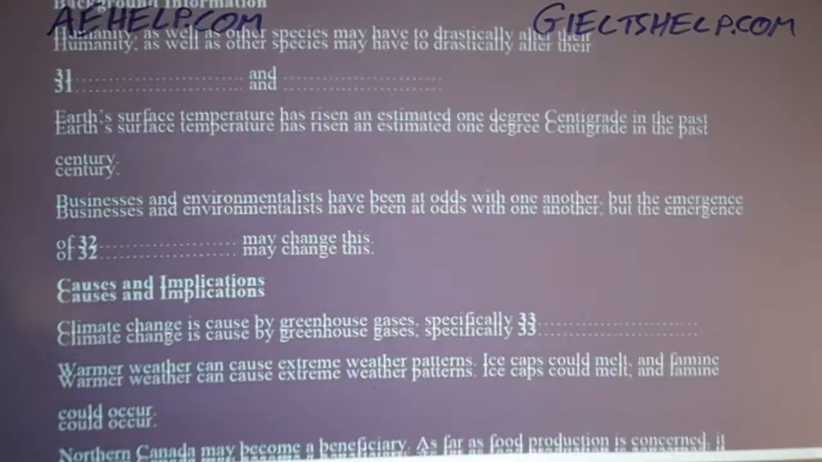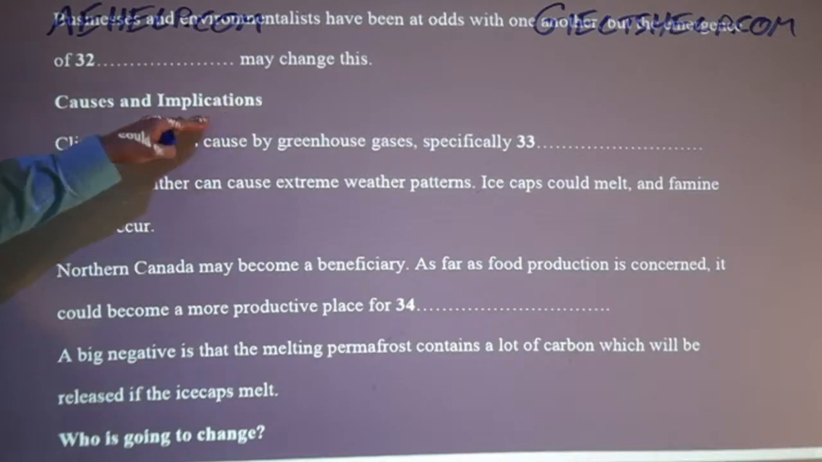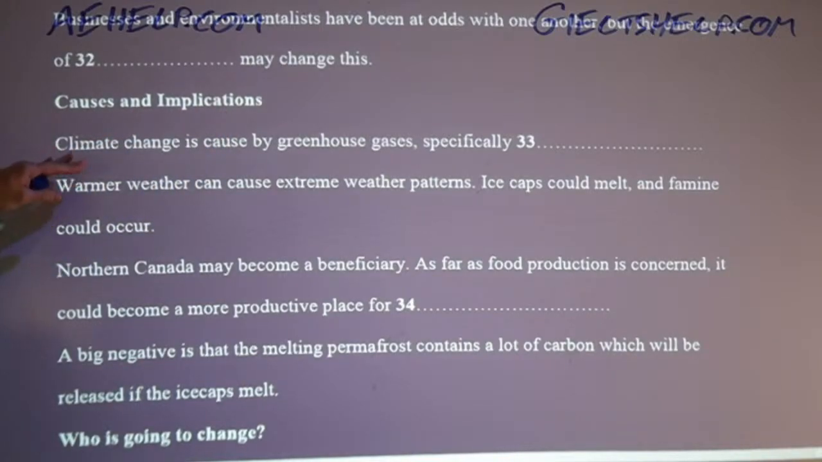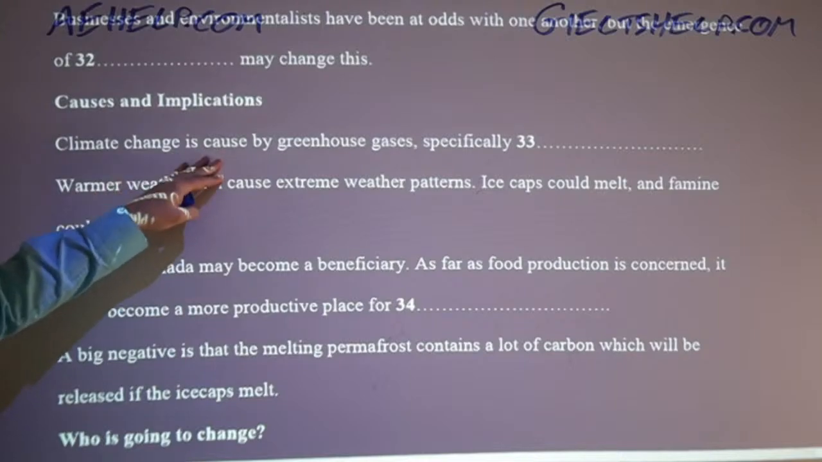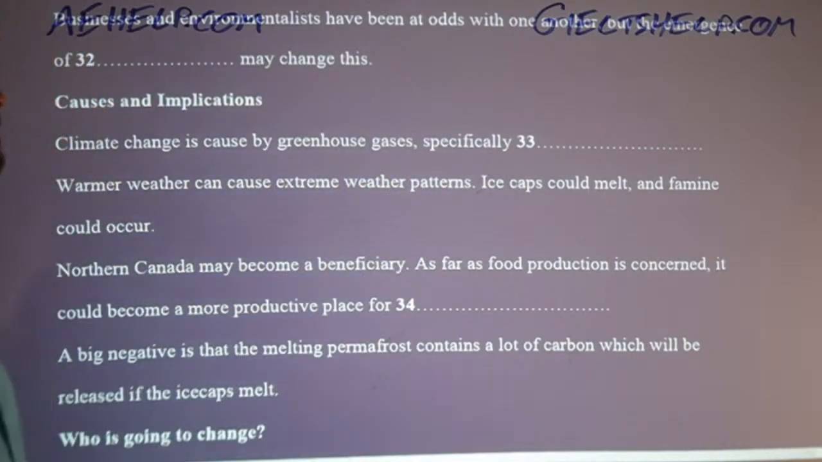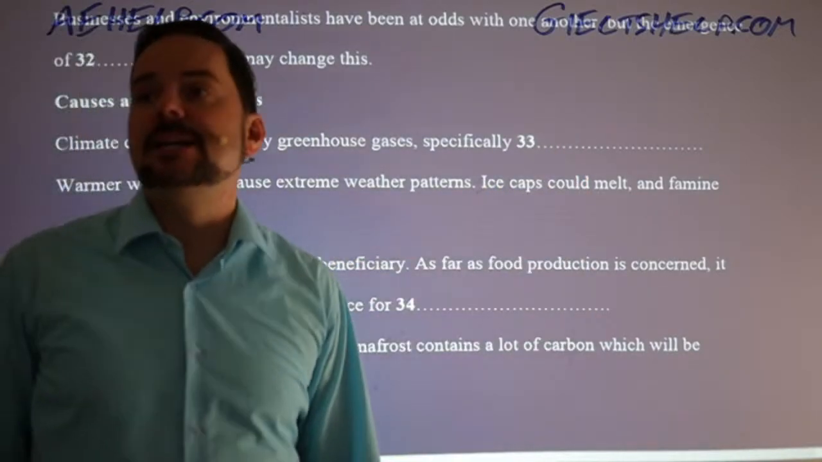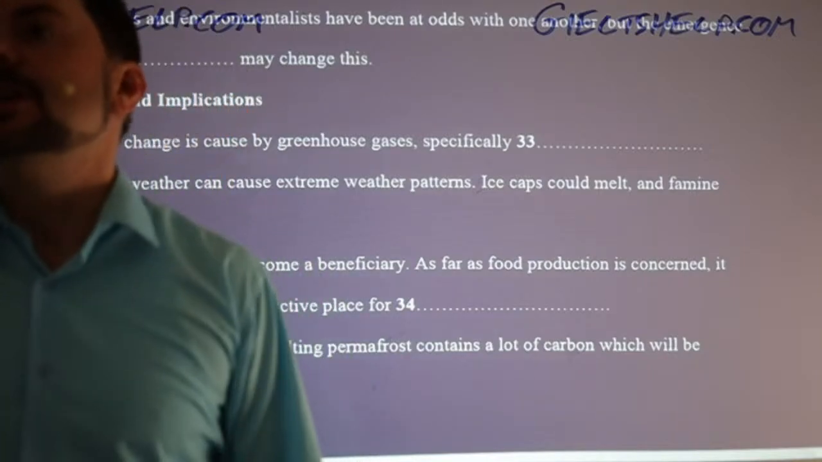All right, pay attention to the subtopics, causes and implications. So what is causing climate change and how is it affecting life? Climate change is caused by greenhouse gases. Specifically what? So specifically carbon dioxide. Irfan, Jack William, very good.